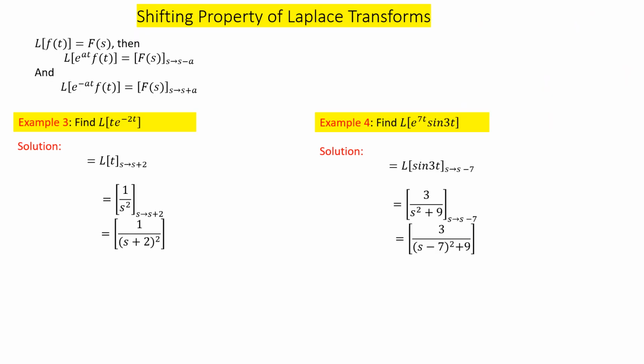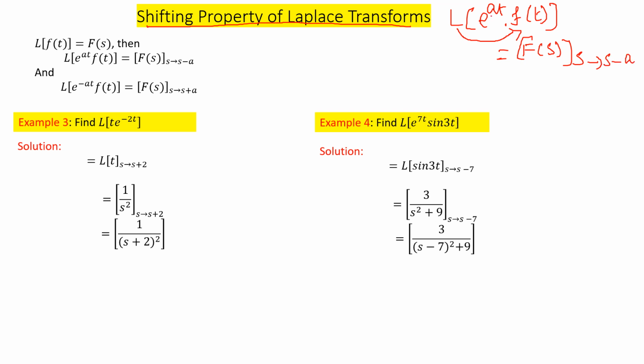Question number 3, we have Laplace transform of t into e to the power minus 2t. For this kind of problem, we have to apply the shifting property of Laplace transform. So what is the shifting property? If I have L of e power at times some function f of t, then first I apply Laplace transform to this function. So the answer will be f of s. Then in the answer we have to replace s by s minus a.